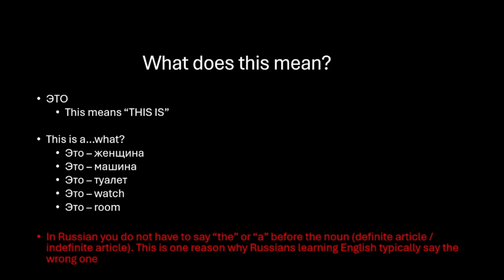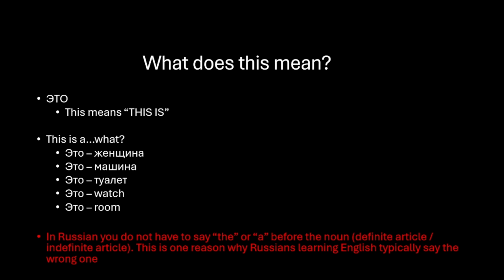And typically, when you're writing it, you would put that little dash in between. That's just kind of like the written this is, because it's easier to see visually. Oh, that's saying that this is whatever. All right. So это женщина. This is a woman, or this is the woman. Это женщина. Next, это машина. This is a car. Это туалет. This is the bathroom, or this is a bathroom.